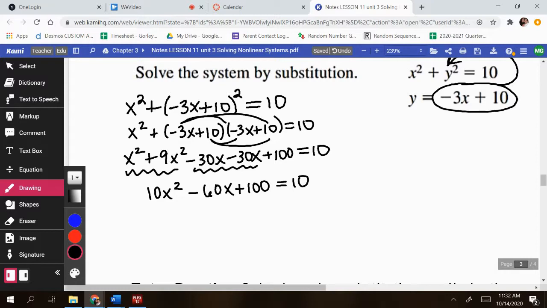And look at what we have. We have a quadratic equation. So I'm going to subtract 10 from both sides so that we can get this set equal to 0.